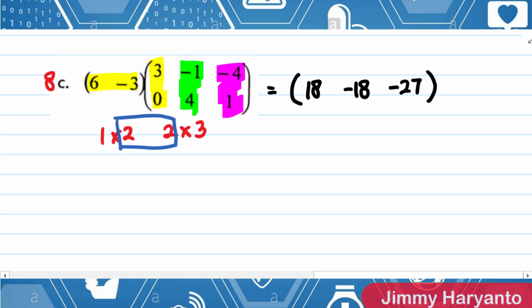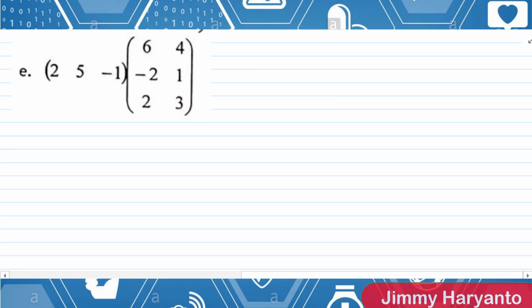Okay, next is 8e. For the 8e, I have a 1 times 3 matrix, and then for this one is a 3 times 2 matrix. Yeah, we can multiply this.